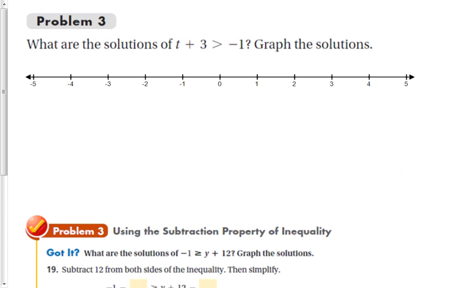All right, problem 3, what are the solutions of t plus 3 is greater than -1? Again, we're going to use subtraction here. And when I do that, I get t is greater than -4. So I'm going to put an open circle because we don't want -4 to be included. And then I'm going to draw my line to the right.